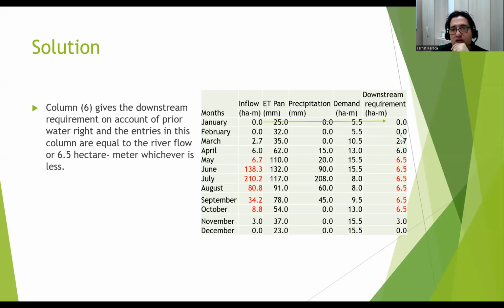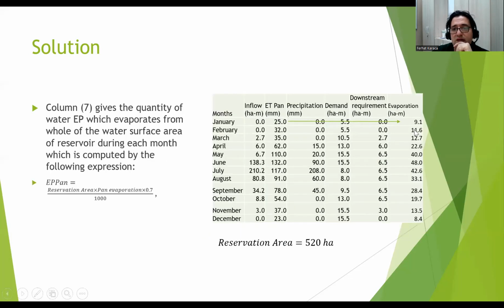Is it clear how we are calculating the downstream requirements? Okay, no comments. Then let's continue. Then you will calculate the evaporation rates by using the data. It is straightforward, guys. The equation is given here. You are going to multiply this value with the 0.7, the coefficient for the area. Then you are going to multiply the amount in the pan with the reservoir area and divide it by 1,000.